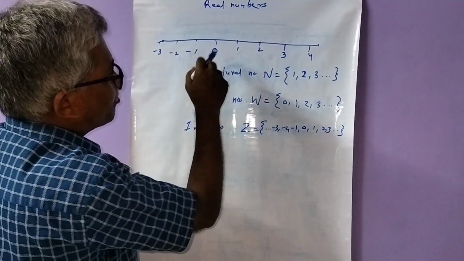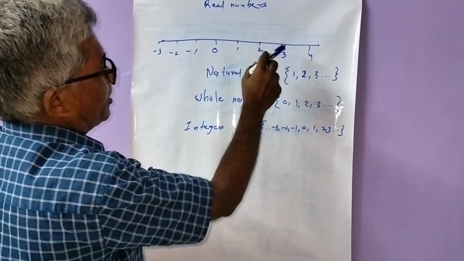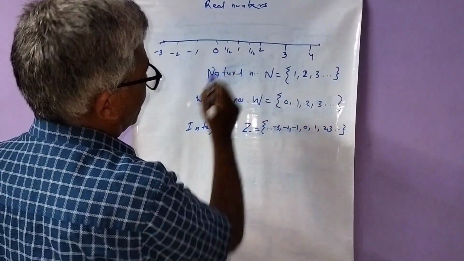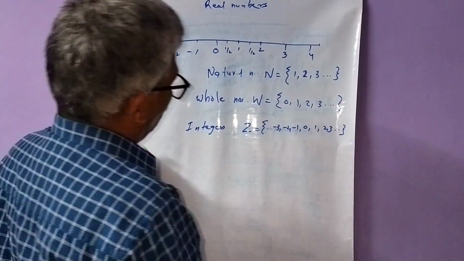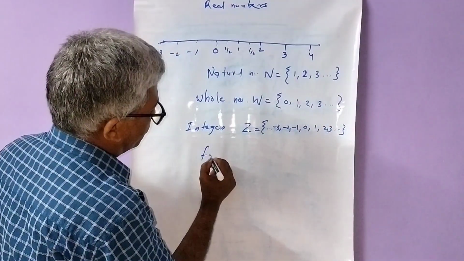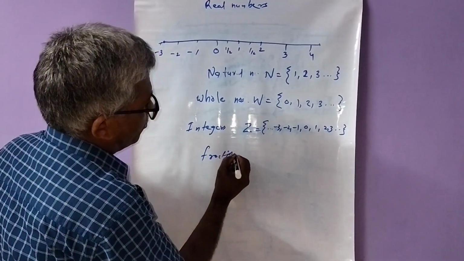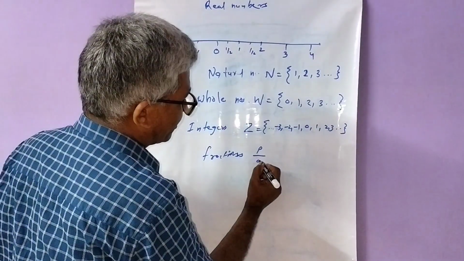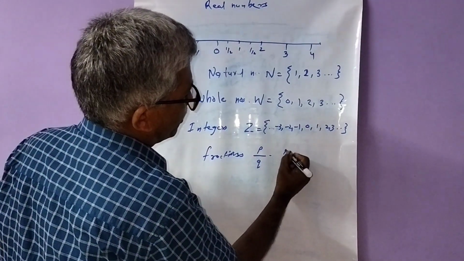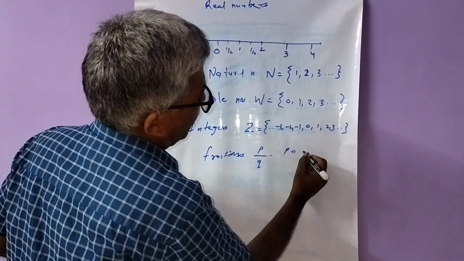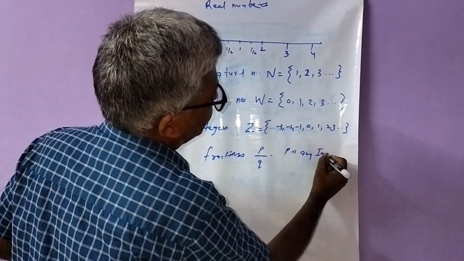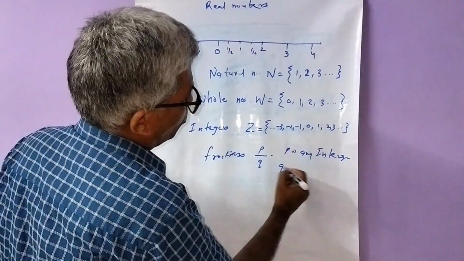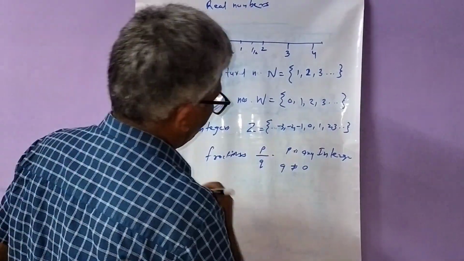There are still some numbers left in between these numbers, like here it is half, here it is one. These are called fractions. Now the fractions are the numbers which are generally represented in the form p upon q, where p is any integer and q not equal to 0.